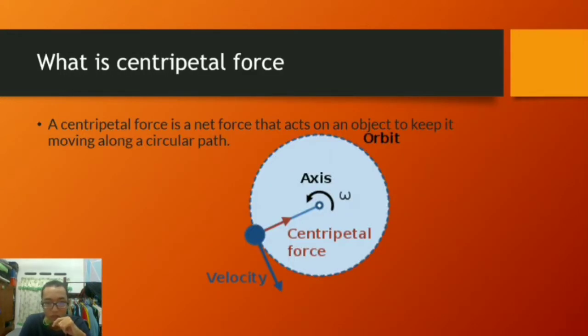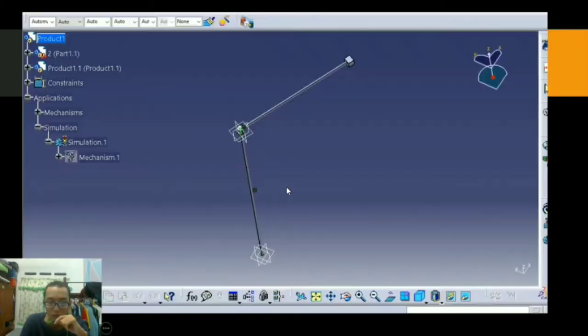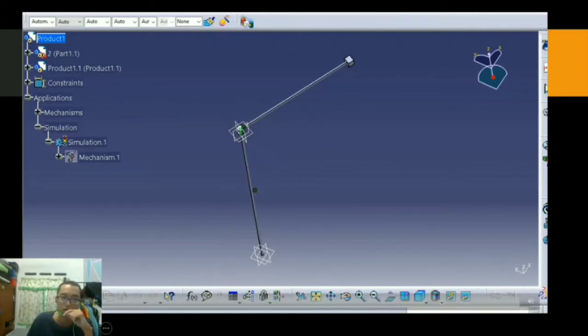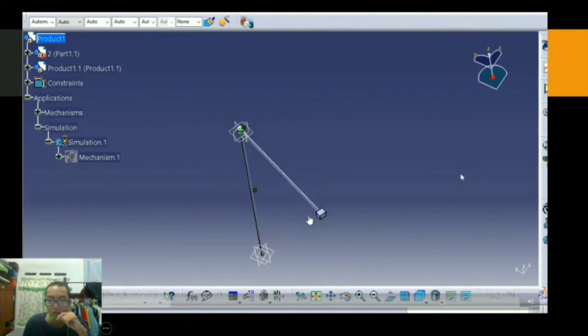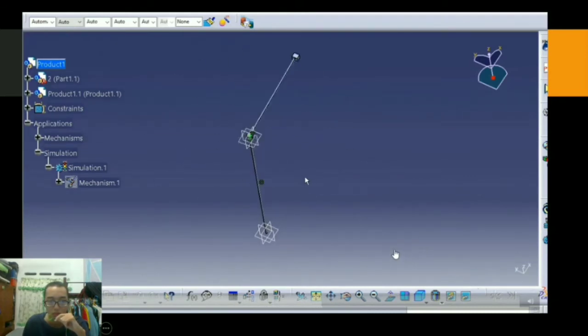Okay, and what is centripetal force? Centripetal force is the force that allows the object to move in a circular path, as shown in the photos in the picture. And I want to show you the simulation of our project, the movement of our project. Okay, you can see that we need to move the object in a circular motion.